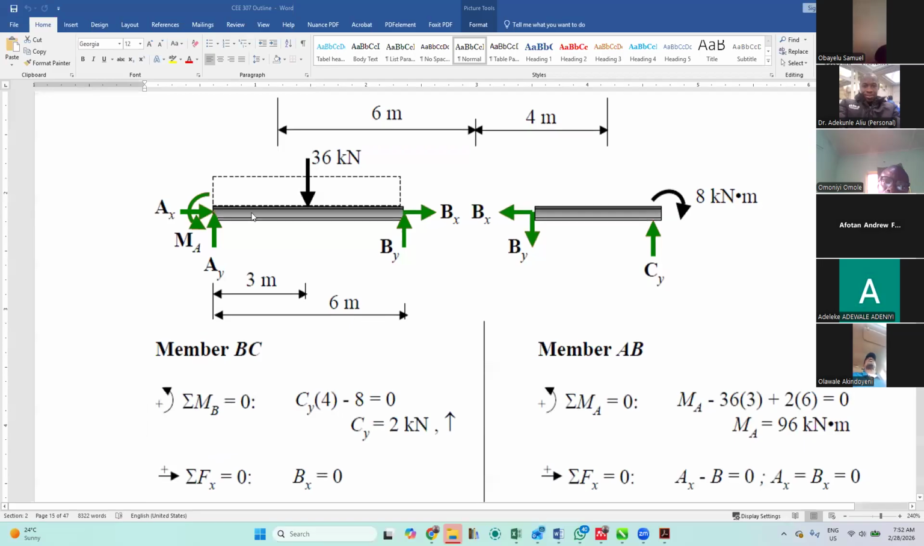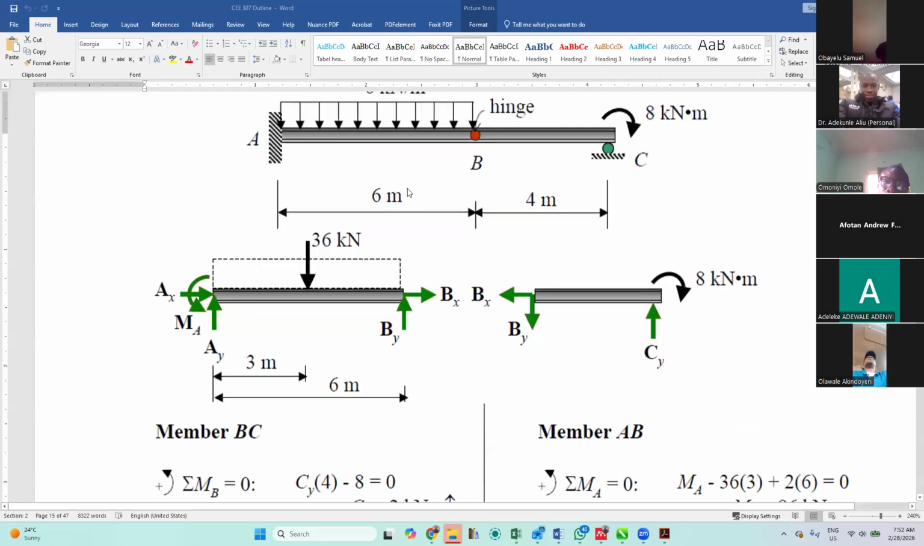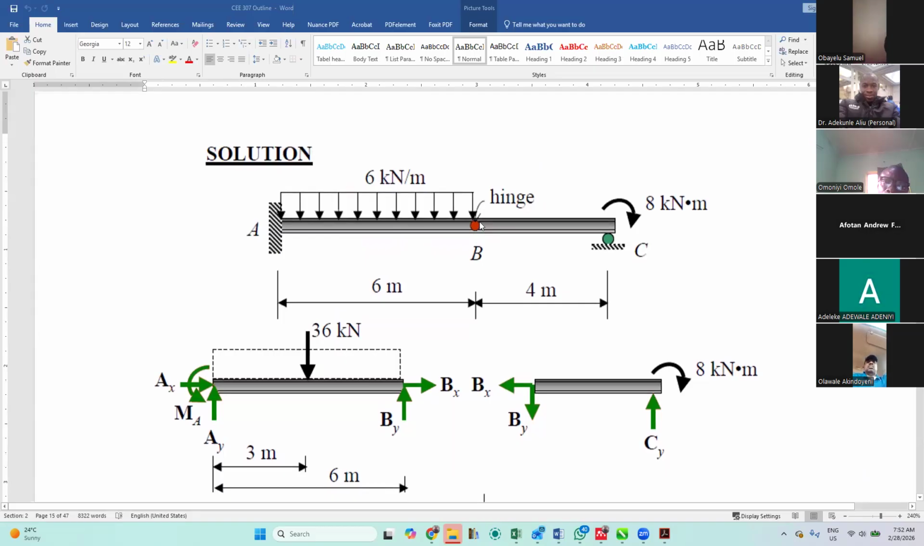In this case now, we want to take moment about B to be equal to 0. Why are we doing that? Because there's a hinge here, just like the member I illustrated for us the other time.